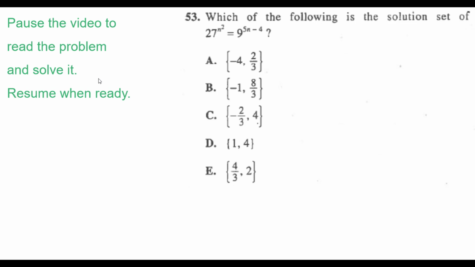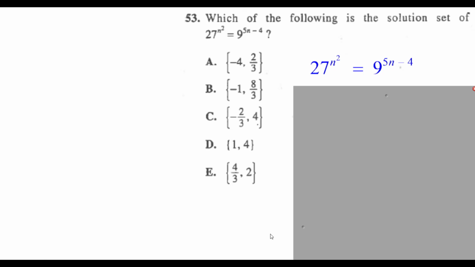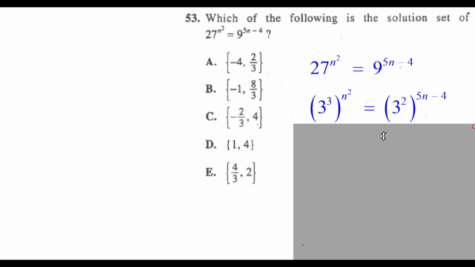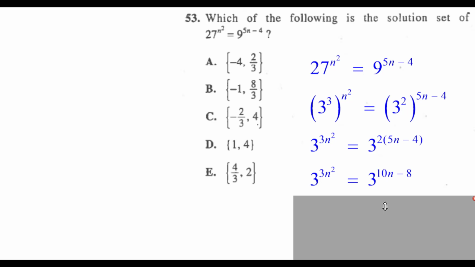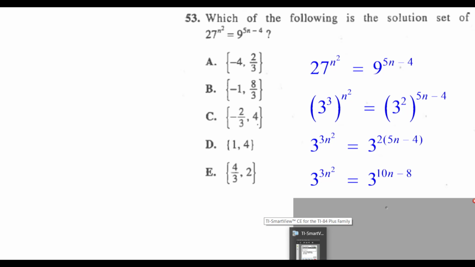Number 53, pause the video as needed, resume when you're ready. Now I'm hoping that my students will try to get these to the same base and think of 27 as 3 cubed and 9 is 3 squared. And then using the laws of exponents, this is 3 to the 3n squared, multiplying power of a power. And 2 times the quantity 5n minus 4 is the other power of 3. And so those are going to be equal with the same base, then the exponents have to be the same. So let's go ahead and use the solver to actually know when these two expressions are equal.